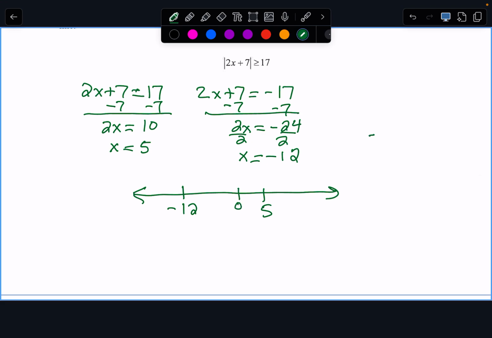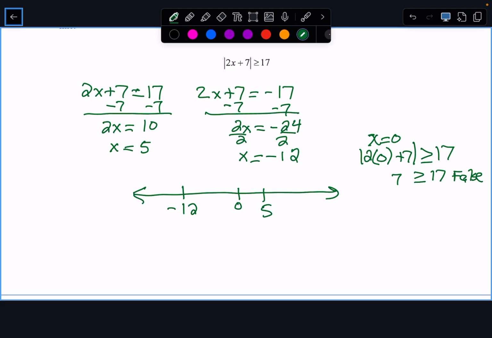So we're going to do x equal to 0. 2 times 0 plus 7. Is that greater than or equal to 17? This is 7. Greater than or equal to 17. That's false.